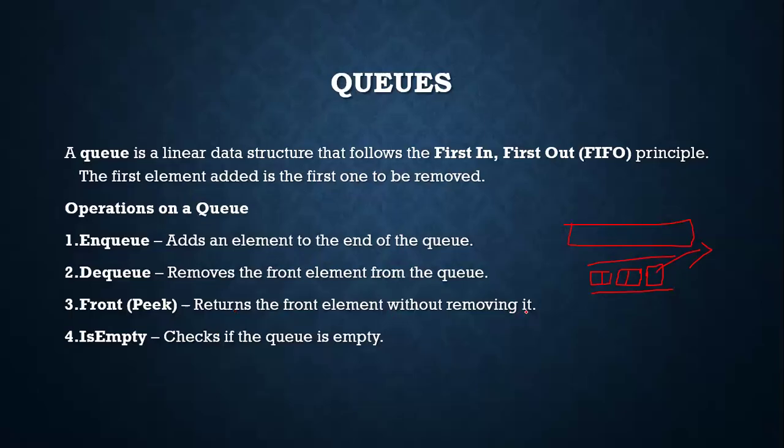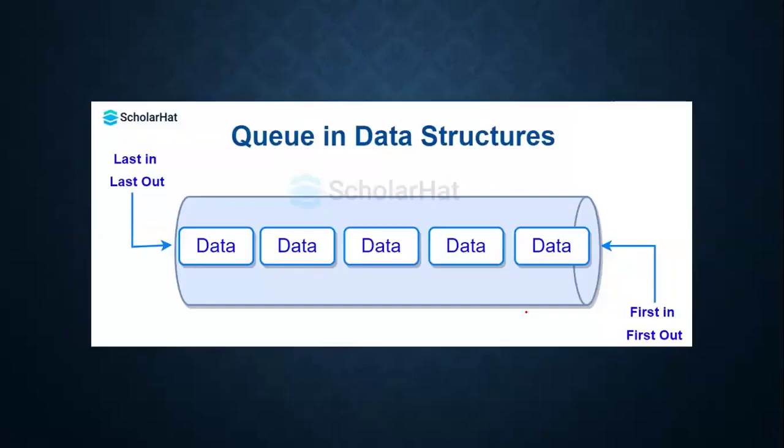Okay. Then front or peek returns the front element without removing it. So let's just say you're at Nadia's, right? And the shawarma man is trying to find out who's getting the shawarma first. So the shawarma person is peeking at the queue, right? And then isEmpty checks if the queue is empty. So, you know, if it's a slow business day, then yeah, there's nobody on the list.